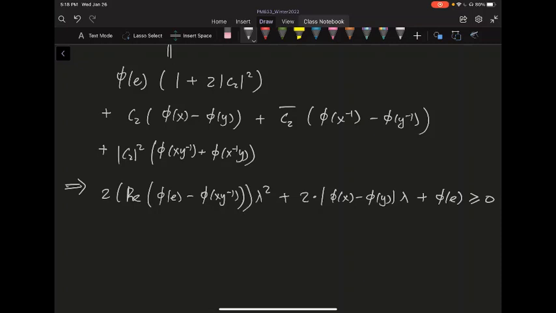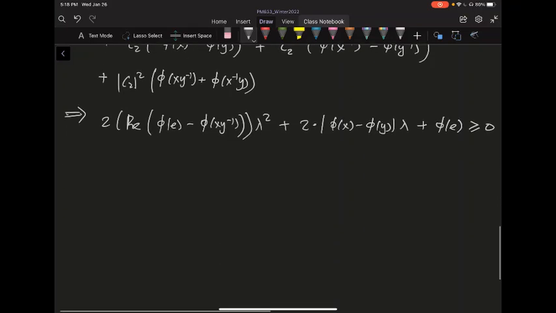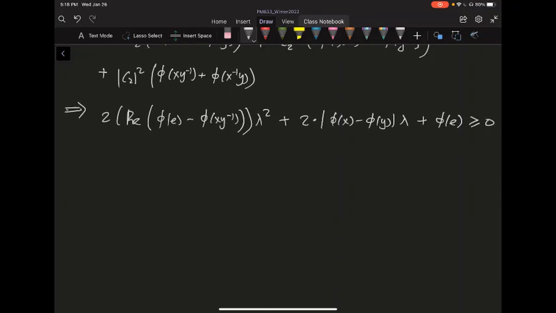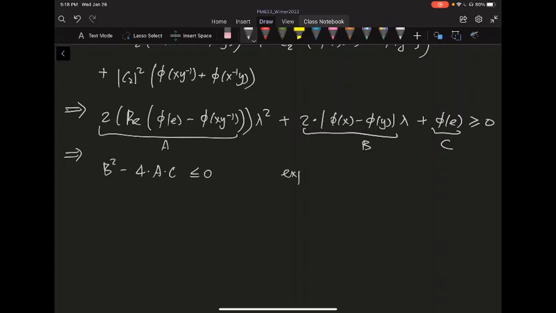Because this inequality is always greater than or equal to 0 for all lambda, its discriminant has to be less than or equal to 0. That's basic math. So you have A, this is B, and this is C. So B squared minus 4 times AC has to be less than or equal to 0. And you just expand it and you get the desired inequality. So I'll just leave it here.